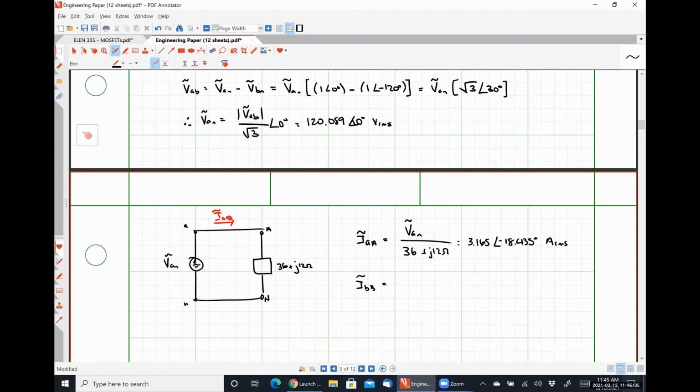So that would be 3.165 angle negative 138.435, and ICC. Did I bother writing all of them down? Yes. 3.165, angle negative 258.435 degrees. That's RMS.